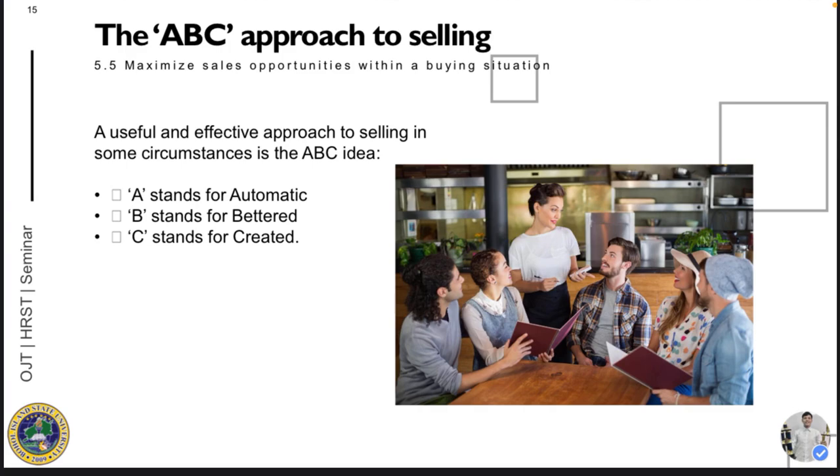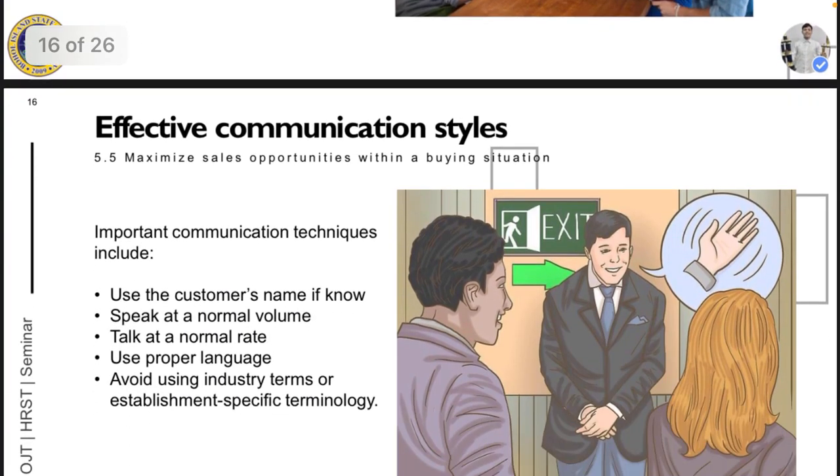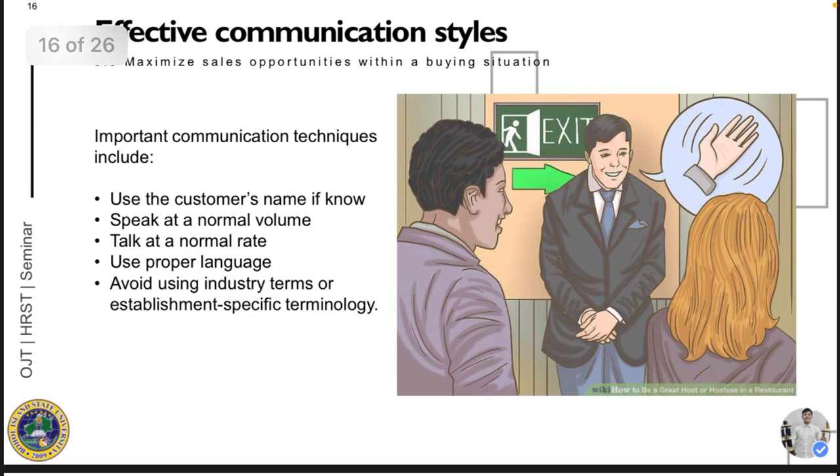So if they're not interested, they can always say no. But if you never ask, their answer will always be no. That is why we need to try our best in selling our products and services. These are the common strategies. Also, to have very good selling skills is to have effective communication styles. There are different styles in communicating with our customers. Important communication techniques include, first, use the customer's name.